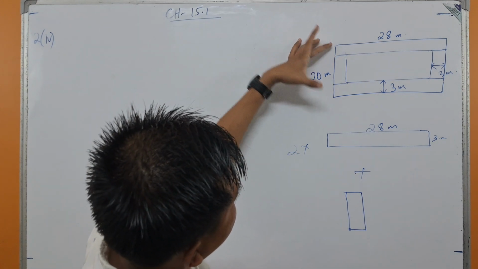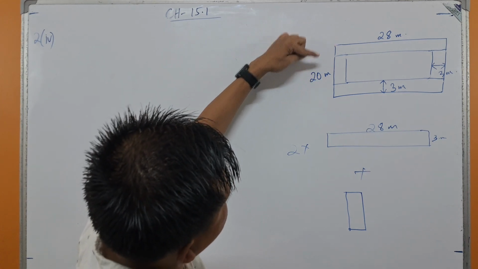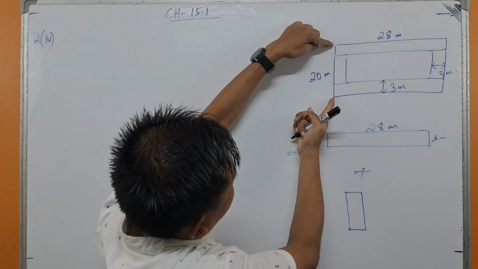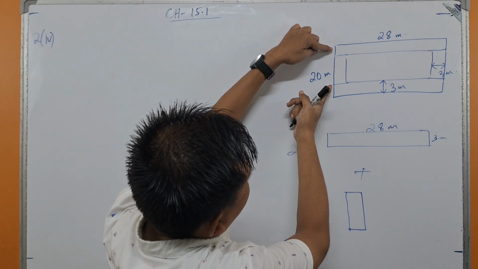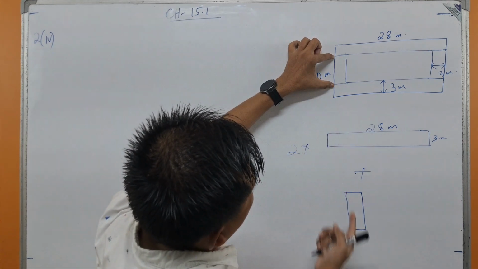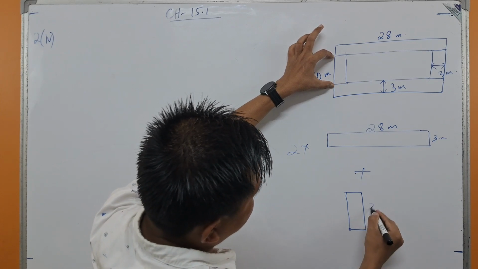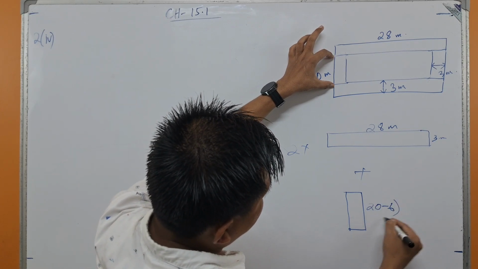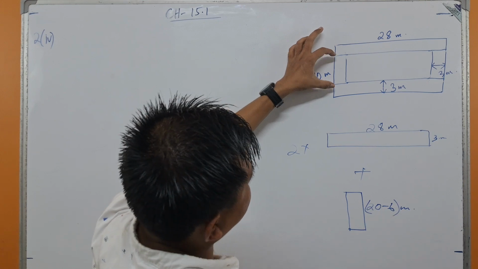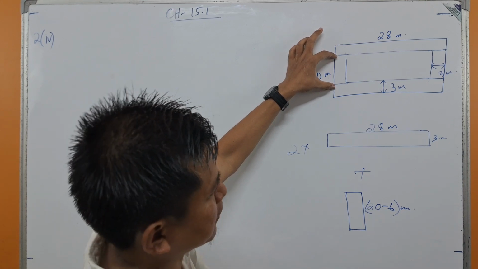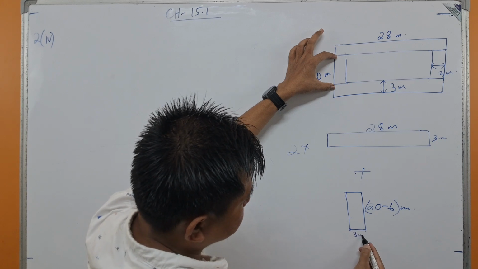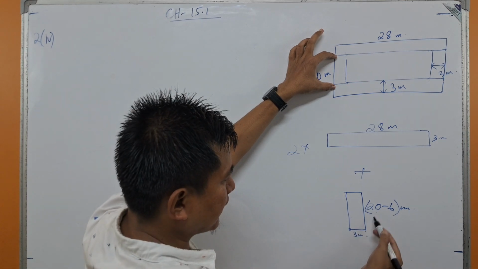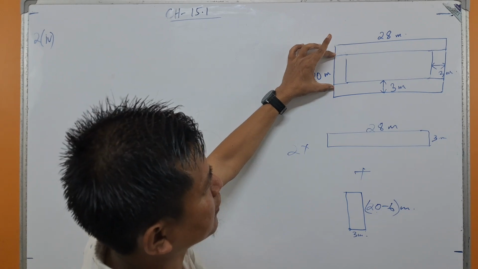total length is 20 meters, isn't it? Total length is 20. So we subtract 3 meters here and 3 meters here, means total 20 minus 6 meters. This is the length of this small rectangle, and the width of this rectangle is 3 meters. So we multiply length and breadth, we get the area of this small rectangle.